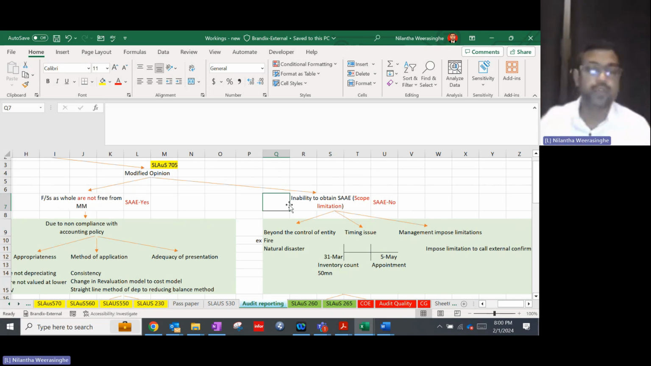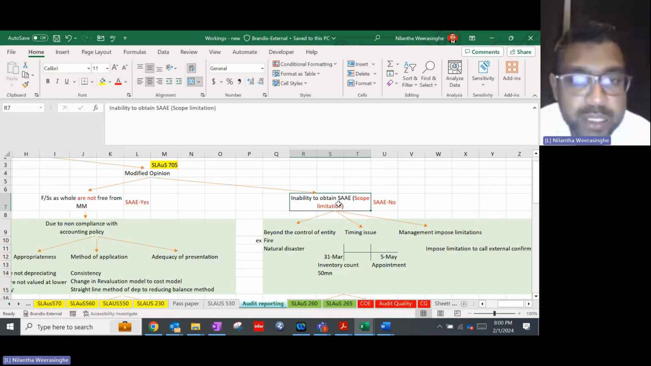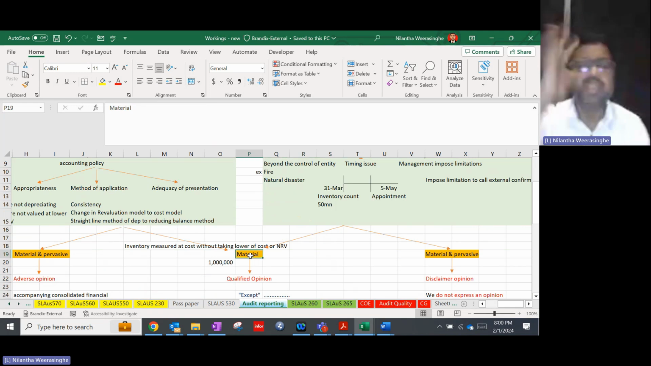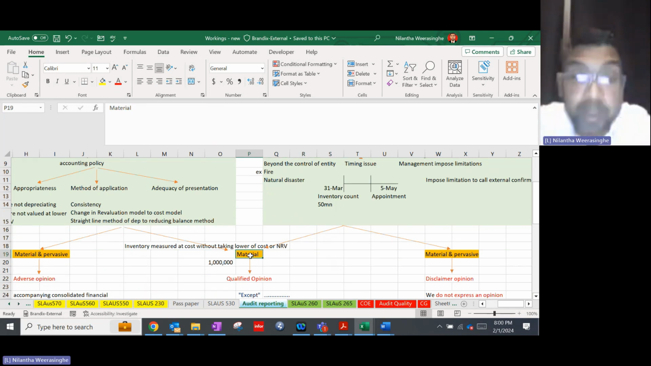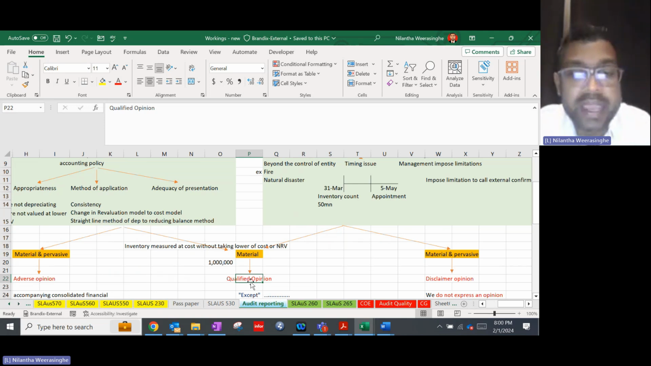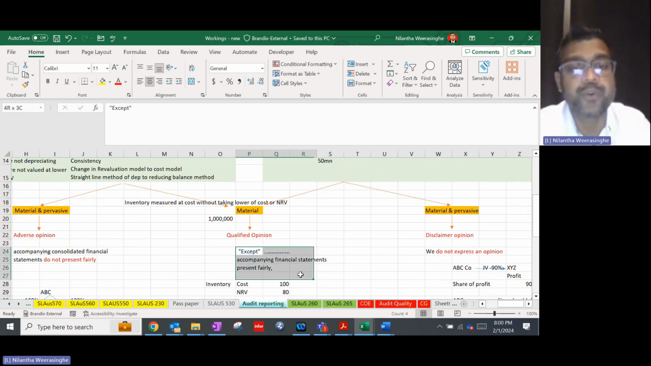First you have to see when one of these two reasons is available. Either non-compliance with accounting policy or inability to collect sufficient appropriate audit evidence, carefully see whether that is material or not. Material means you apply SLA 320, the materiality standard. You have to see whether that particular issue is material or not. If it is material, you issue what? Qualified opinion. What do you mean by qualified opinion? Except for opinion. Except for.